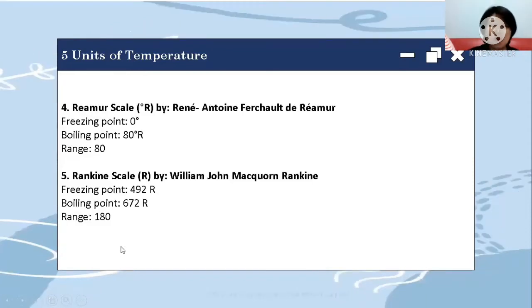The fourth will be the Réaumur scale, or degree R, by René Antoine Ferchault de Réaumur, with freezing point at 0 degrees, boiling point at 80 degrees Réaumur, and range of 80. The fifth, we have the Rankine scale, or simply R, by William John Macquorn Rankine, with freezing point at 492 R, boiling point at 672 R, and the range of 180. Now, be careful not to get this mixed up. Réaumur scale has this tiny dot on the upper left side, while Rankine doesn't have it, so please don't mistake this, okay?